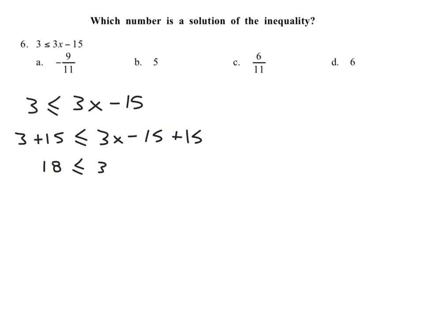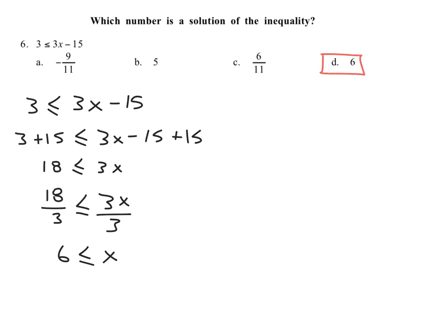We get 3x. And now we're going to divide both sides by 3. 18 divided by 3 is less than or equal to 3x divided by 3. And we get 6 is less than or equal to x. Or another way of saying it is that x is greater than or equal to 6. Which number is greater than or equal to 6? Well, D is equal to, and it's allowed to be equal to. That's the answer, because we're saying numbers that are 6 or above, and none of the other ones are 6 or above except that one. There you go.